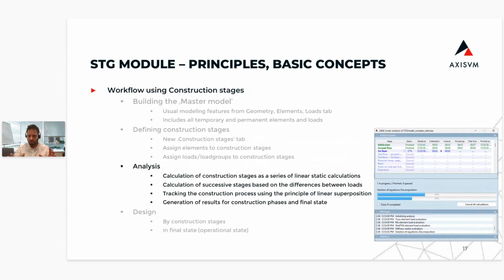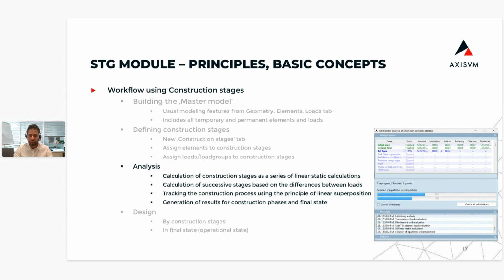Okay, so now we are standing at the point where we have construction stages, filled them up with elements and loads. And the next step is the calculation. The calculation itself is the calculation of construction stages. We calculate the construction stages as a series of linear static calculations. And we calculate the successive stages based on the difference between the loads in each stage. And by calculating the results, we can track the construction process using the principle of linear superposition of the results.